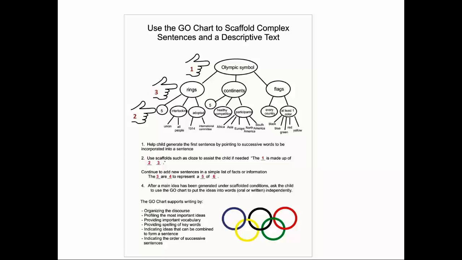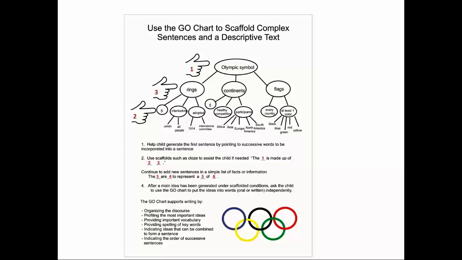So I can say, the child reads, Olympic symbol is composed of, child says, five rings. The rings are interlocking, the child says, and represent the, child says, union of all people. So you're co-creating the sentences by using the graphic organizer and also scaffolding procedures.